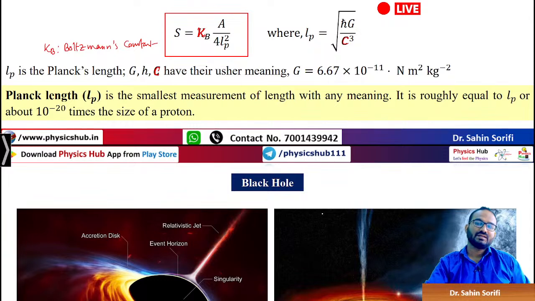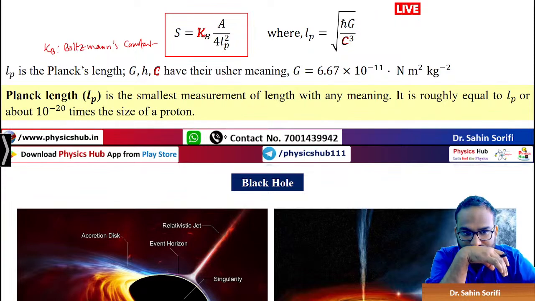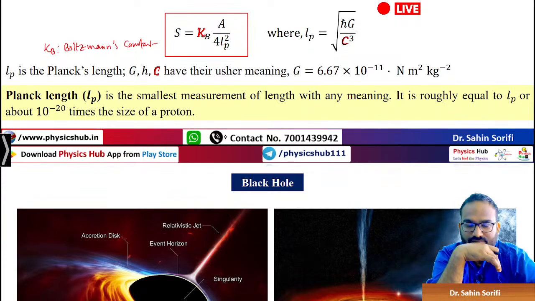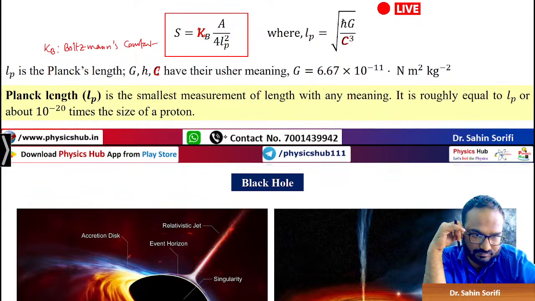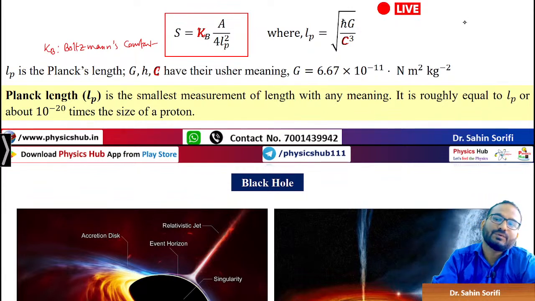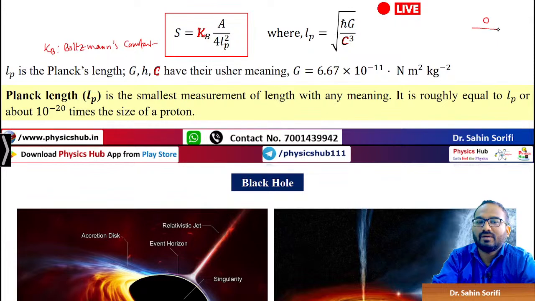What is Planck length? Planck length is the smallest measurement of length with any meaning. It is roughly about 10 to the power minus 20 times the size of a proton. So if you consider the size of a proton, it is like 1 by 10 to the power 20. So you can say this is the smallest possible length in any meaning. You cannot measure less than this.